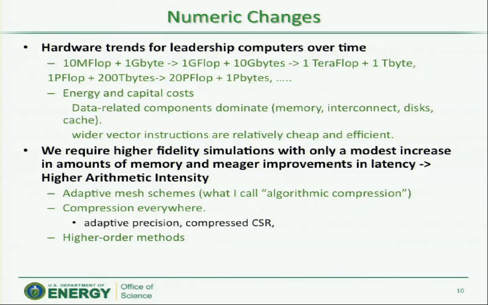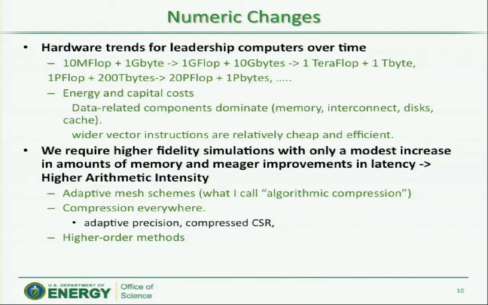So this is just a trend. These are the 1 petaflop machines at 200 terabytes, 20 petaflop machines at 1 petabyte. You can see where we're going. The memory is not scaling like the flops. And as a result, we need much higher fidelity simulations with only a very modest or meager increase in the amount of memory we have on my machines. So how do you get there?